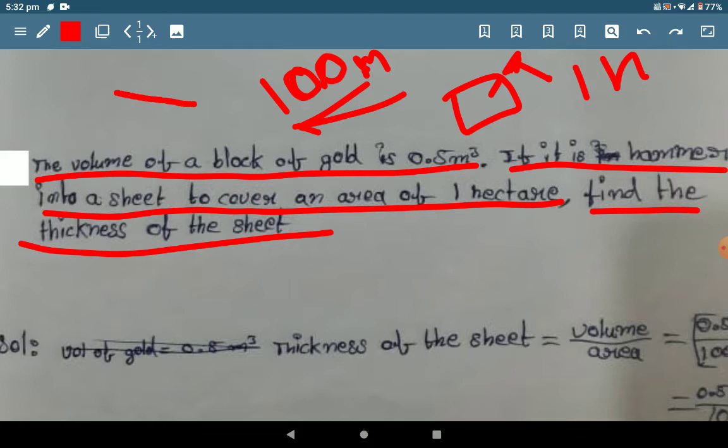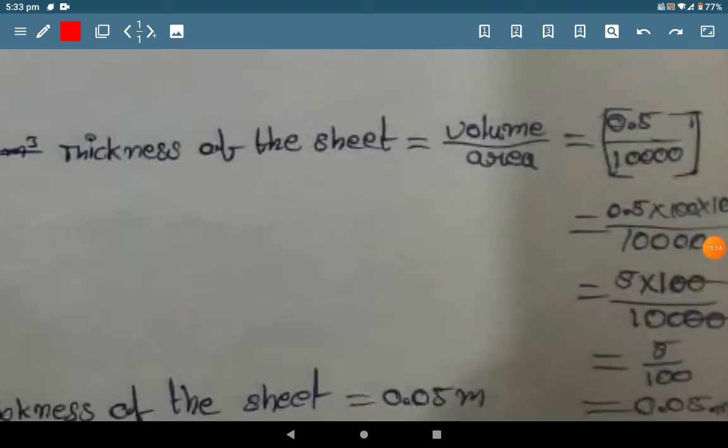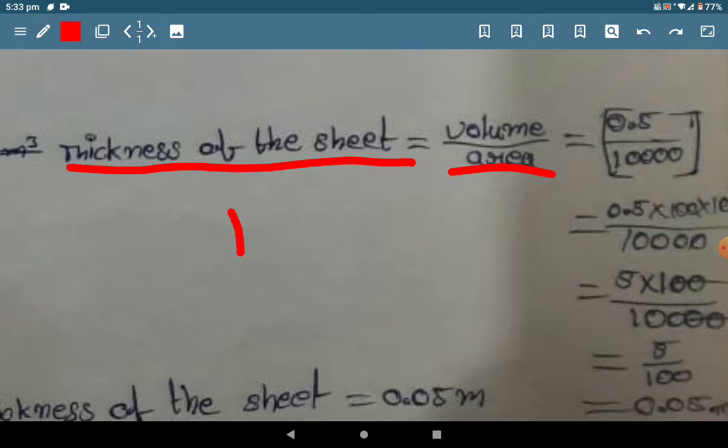So first it was this much thick and now it is this much thick. And now we have to find the thickness of this. So that is the question. Now let's solve the problem. Now the thickness of the sheet is volume by area. Why volume by area? Because they said a block of gold.